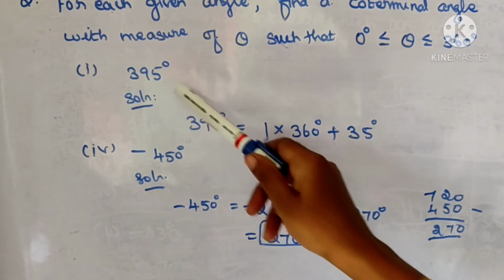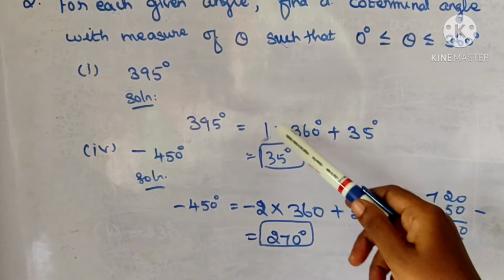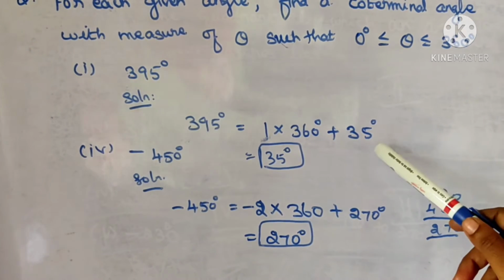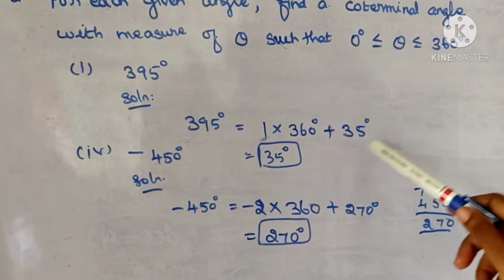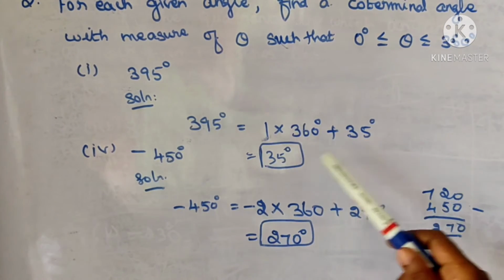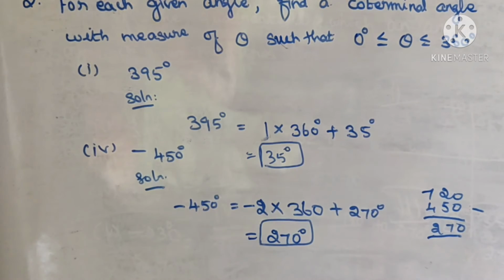395 degree. 395 degrees completed the rotation only one time, 1 into 360 degree plus 35 degree. So the remainder is the coterminal angle of 395 degree. So 35 degree is the answer.